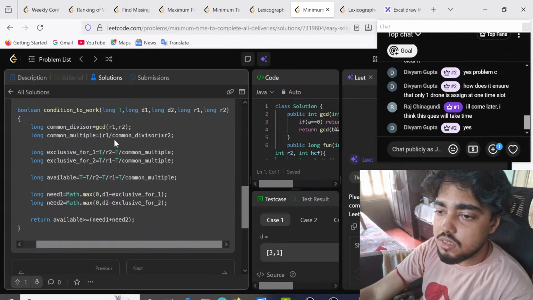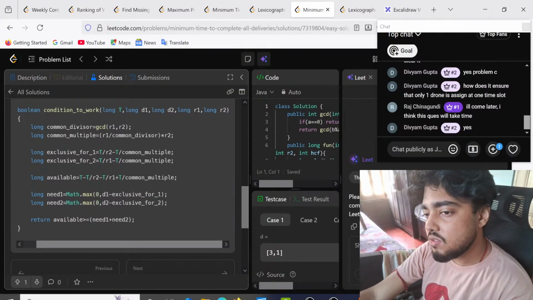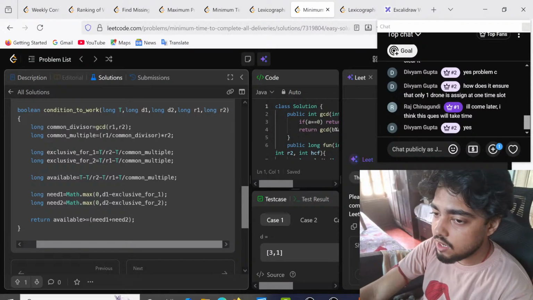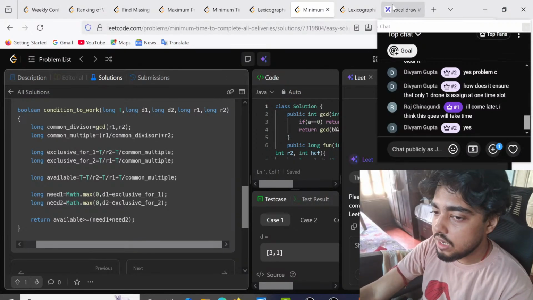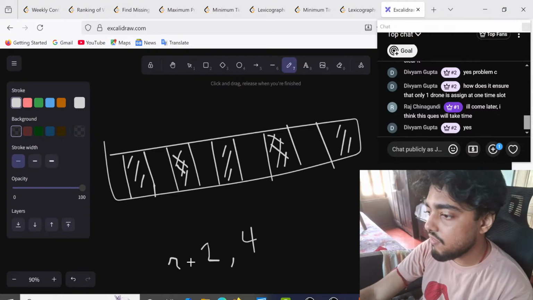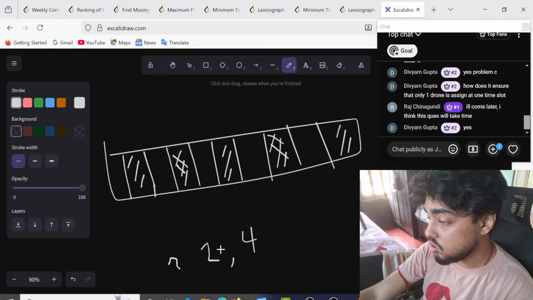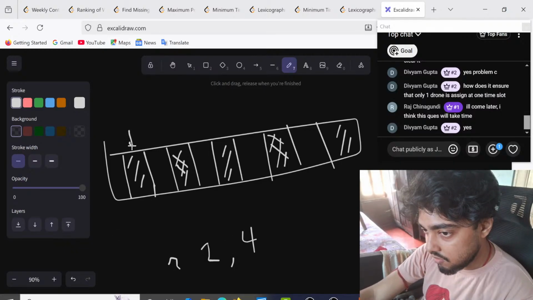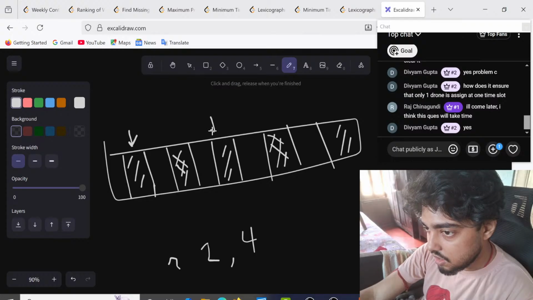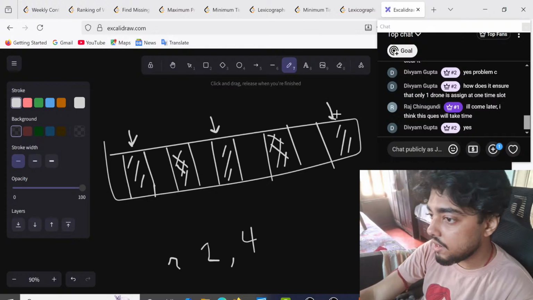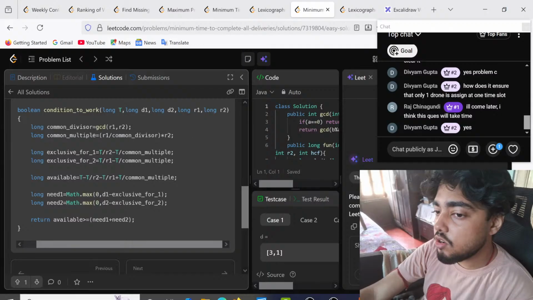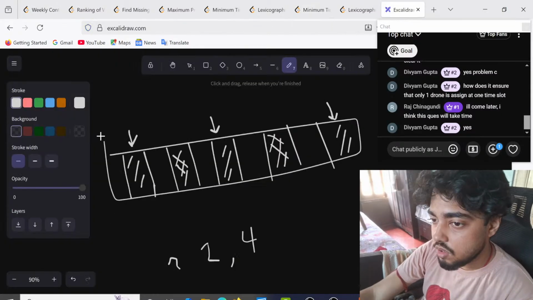Now let's understand what these numbers will be. What is exclusive for 1? It is T by R2 minus T by common multiple. T is 10 over here. T by R2 is 5, and T by 4, that is 10 by 4, is 2. So 5 minus 2, correct? That is 3. That is these ones, the ones which are only for 1. That is exclusive for 2. This is exclusive for 2.